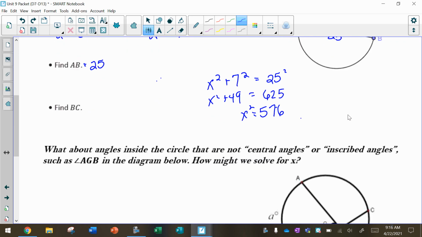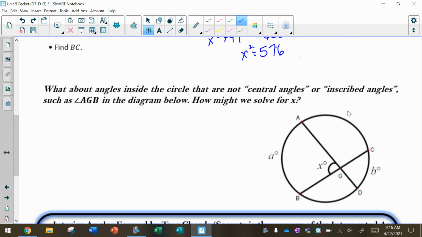Okay. Moving forward. What about angles inside of the circle that are not central angles or inscribed angles, such as angle AGB in the diagram below? How might we solve for x? Well, here's what we know. This point G is not the center. So x does not equal A. This is not a central angle, so it does not equal A. 2x does not equal A, because it's not an inscribed angle.